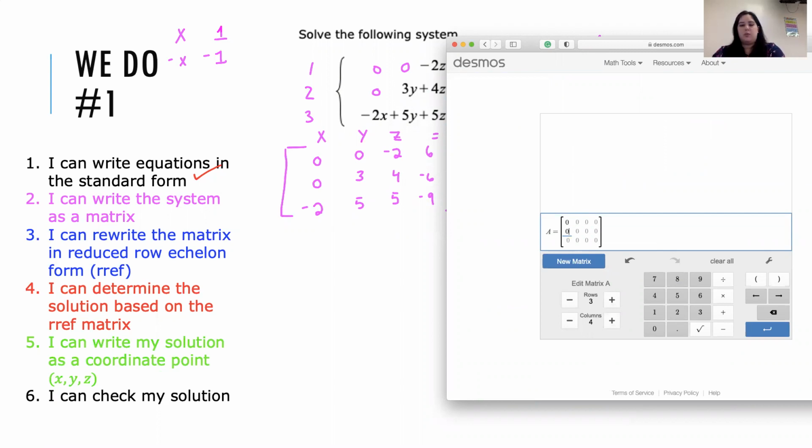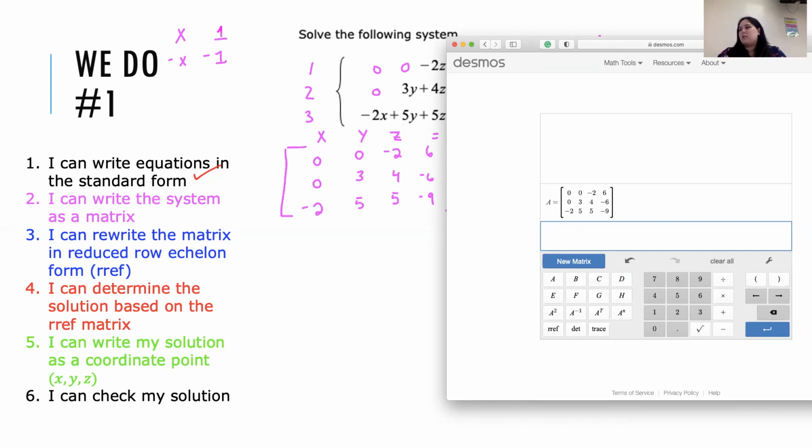So 0, 0, -2, 5, 3, 0, -2, 4, 5, -9, -6, and 6. And then you hit enter. You hit enter so that way you save it, and that way we also get back to the operation buttons for matrices here. So looking at this, my next step says I can write the matrix in reduced row echelon form. To get that, we're going to press the reduced row echelon form button, which is RREF.